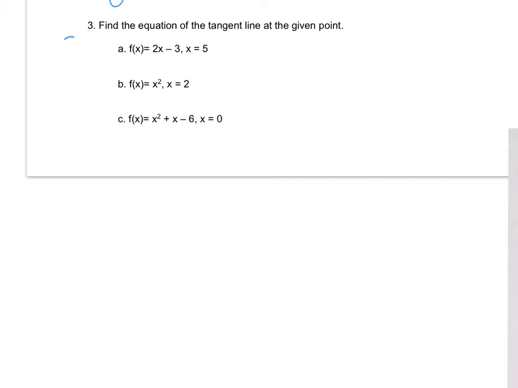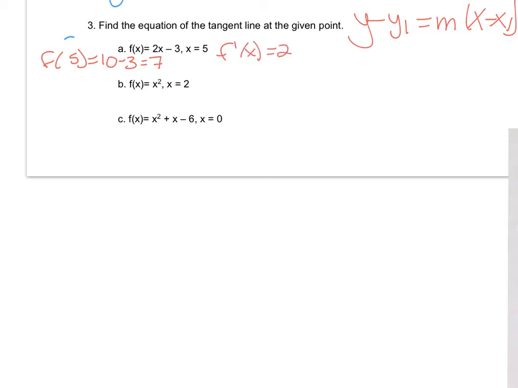Okay, and for number 3, find the equation of the tangent line. So to find the equation of the tangent line, I like to use point slope form if it doesn't tell me what I have to use. So we are given a function and we're given the x value. So the first thing we need is the y value. So using the original, we get 7 as our y value. Then for our slope, we need our first derivative. So f prime of 5, well, still 2. So our equation is y minus 7 equals 2 times x minus 5.